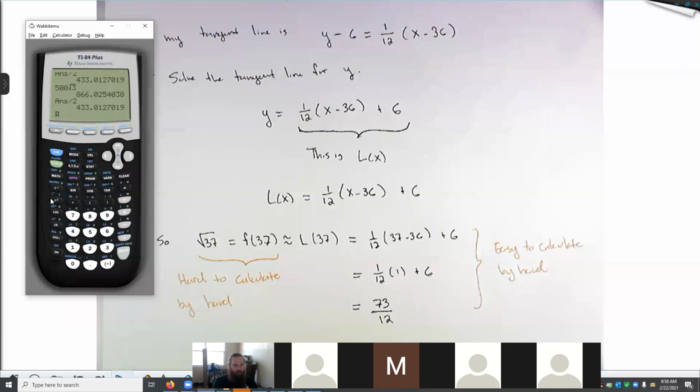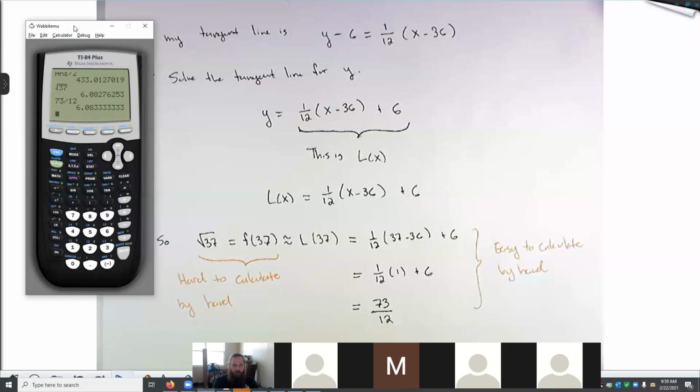So what did we have here? Here's the exact value returned by the calculator. And here's the thing that we figured out purely by hand. And you see how close these are. This down here would be plenty good. If you were building a bridge, and for whatever reason, when you were building the bridge, you needed to know what the square root of 37 is, this would do the job. This would be plenty good.